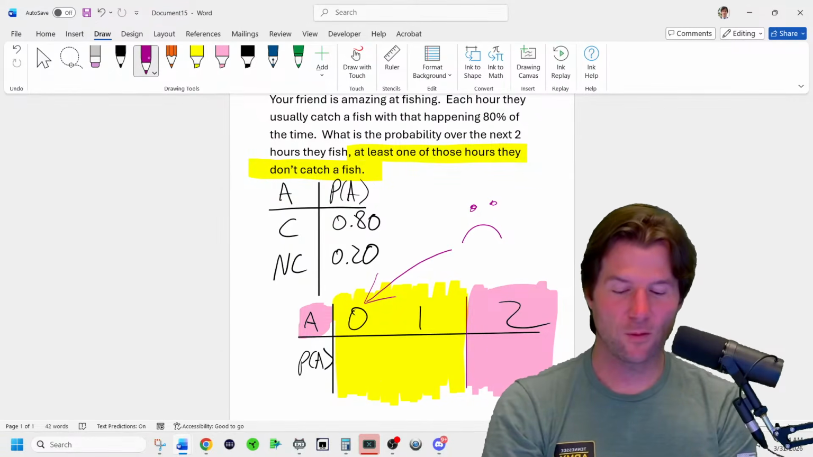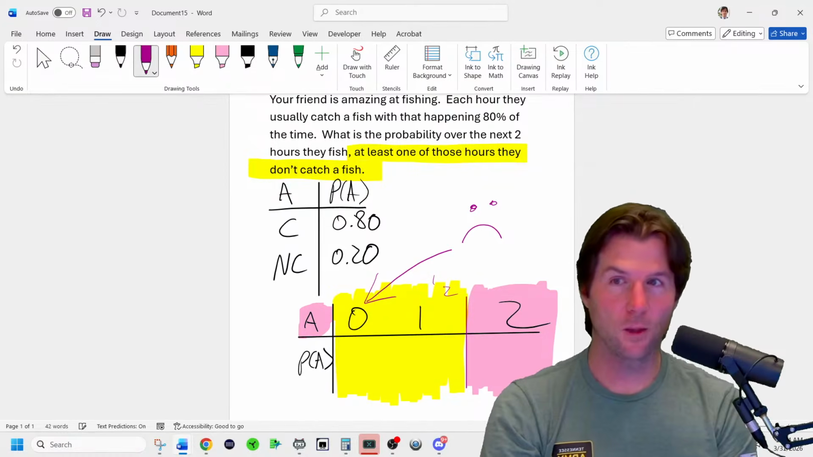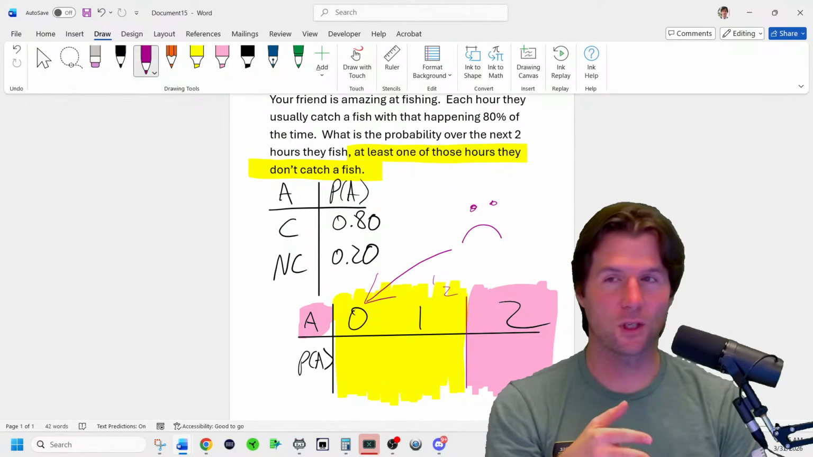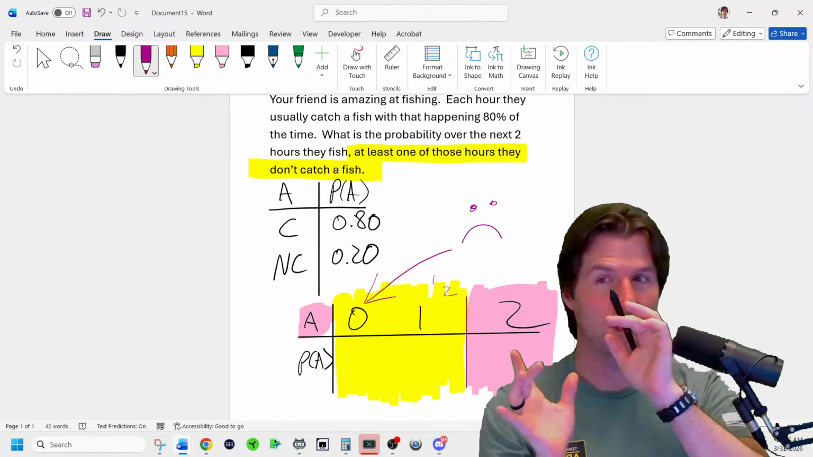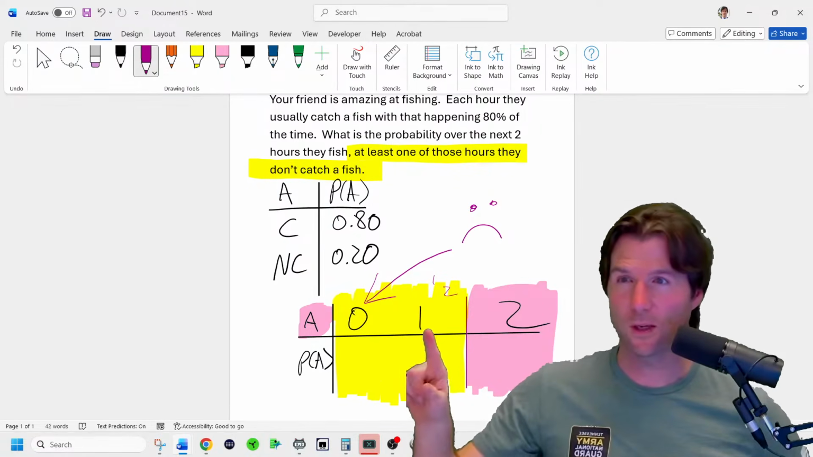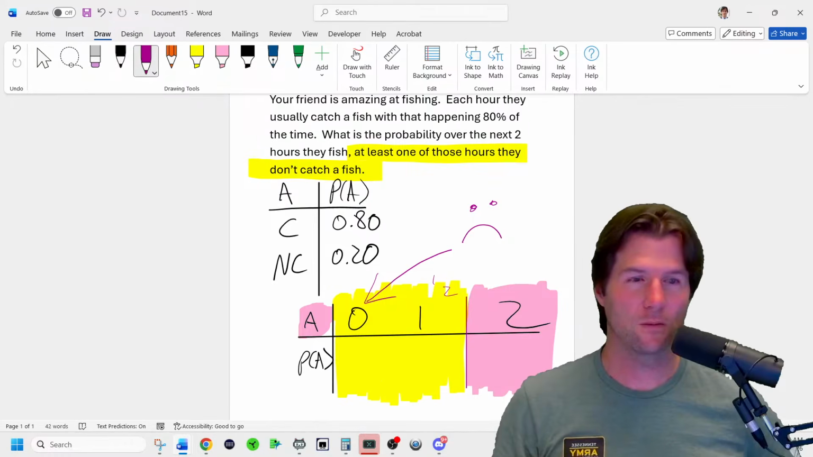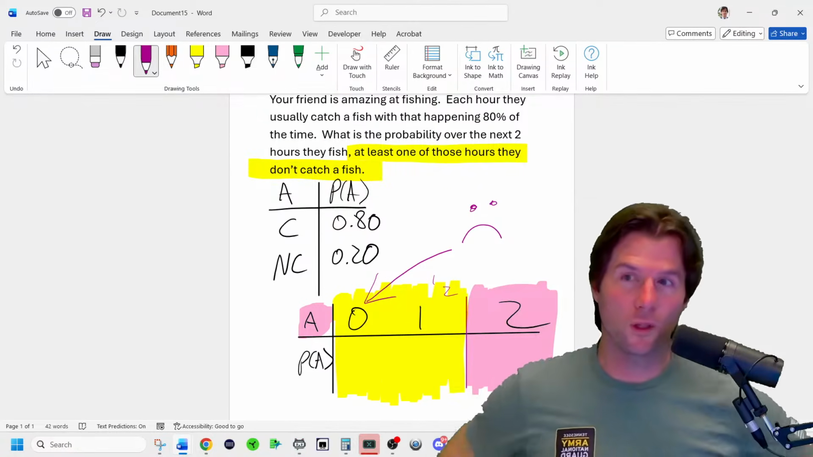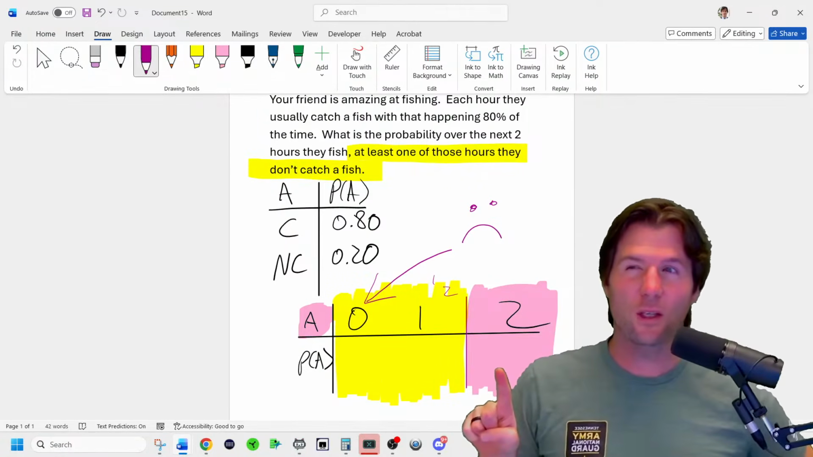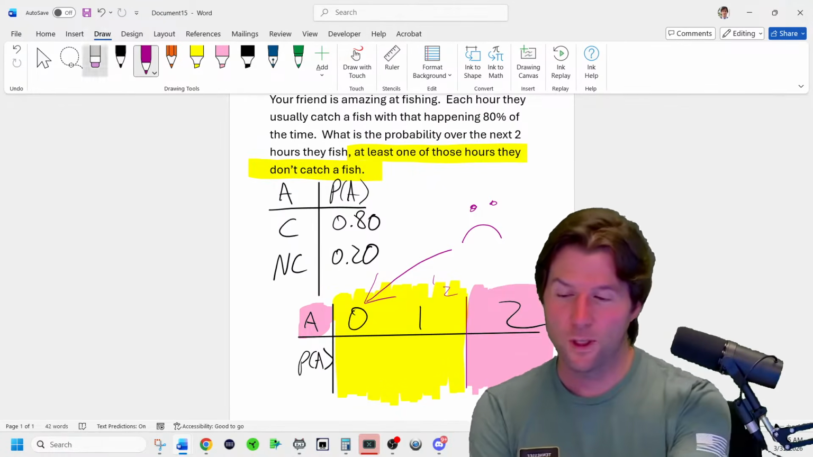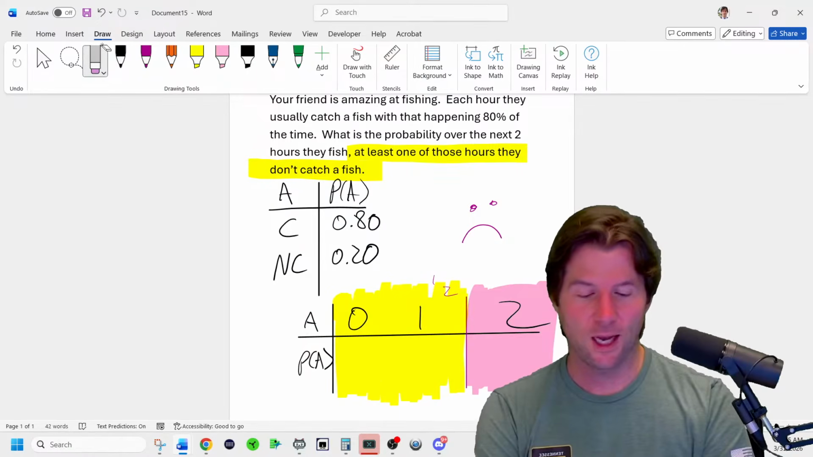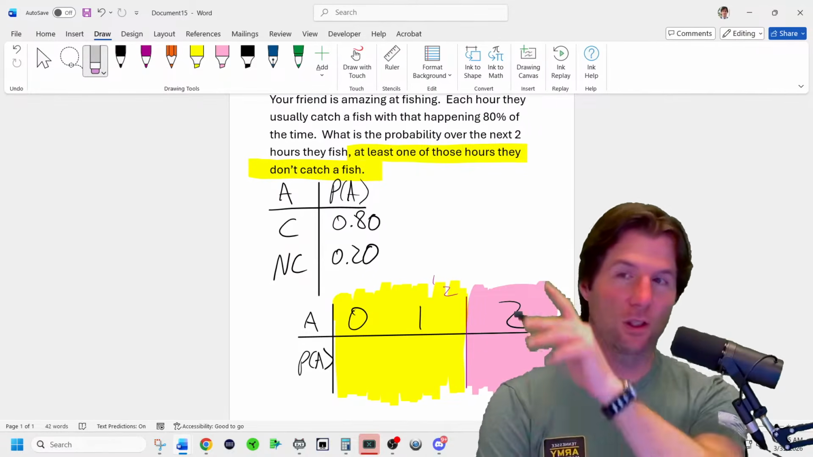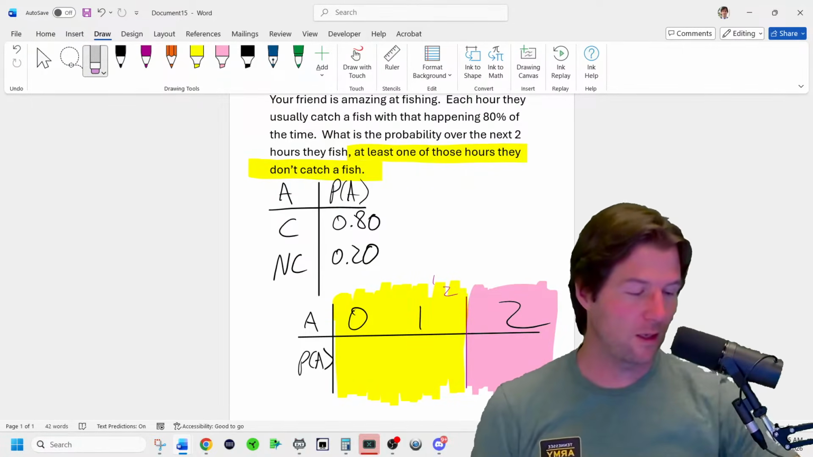And this would mean either in the first hour they caught a fish or in the second hour they caught a fish, but not in both of the hours. They only caught a fish in the first hour and not the second, or in the second hour and not the first. So that's what the 1 represents right there: in one of the hours, not both, they caught a fish. Follow me? This is the thing we're not interested in. That's why I've shaded this in a red color, because we are not interested in them catching a fish in both hours. We're interested in at least one of the hours they didn't catch a fish, because that's what the question asks.